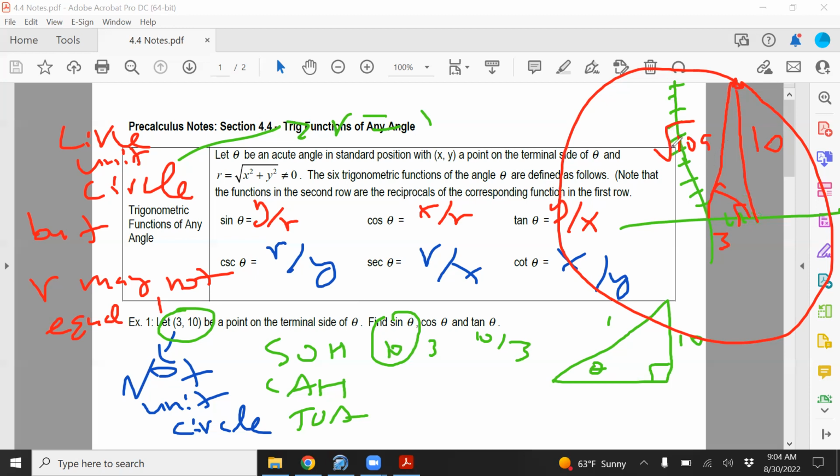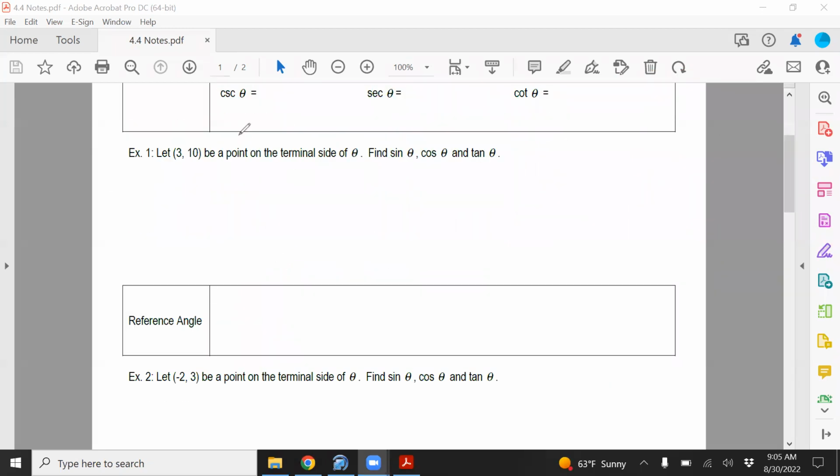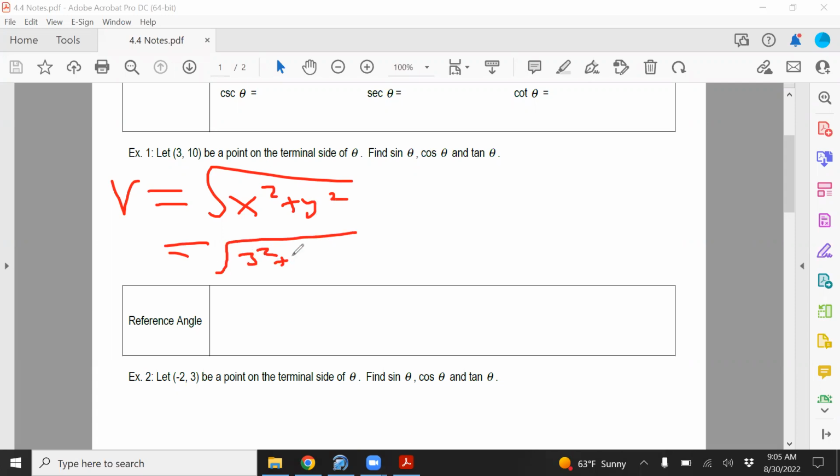So actually, I kind of already did it for you guys, this problem. So how do you actually do this example? Here's what you do. Really simple. You figure out what r is, which actually I just did for you guys. It's going to be the square root of 3 squared plus 10 squared, which is root 109.